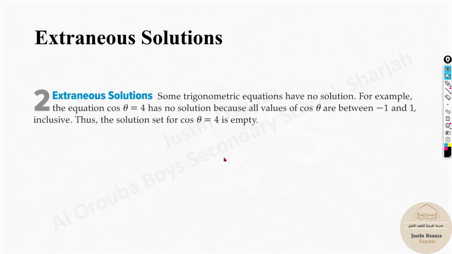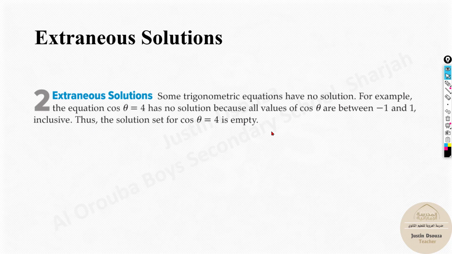Extraneous solutions exactly means sometimes you'll get two solutions, but one set will not be true if you put it back into the original equation. That is extraneous. When you get all solutions, you need to test each one. Is it true or false? And then you can neglect some.